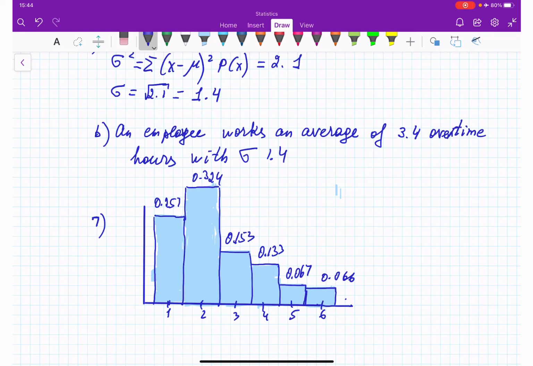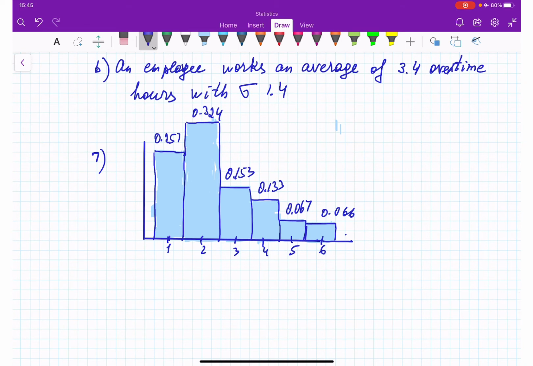So, use the probability distribution on the histogram to find mean, variance, standard deviation, and expected value of the probability distribution, and interpret the results. The histogram shows the distribution of household sizes in country A for the recent year. All right, let's see how we are going to solve this.